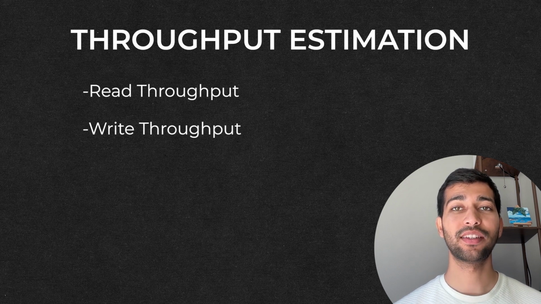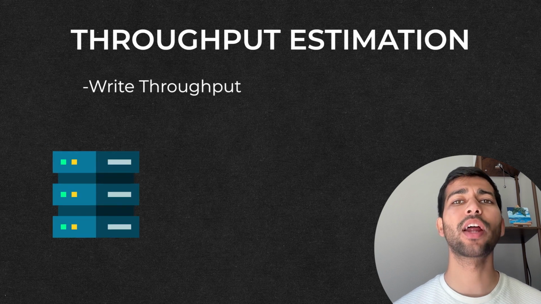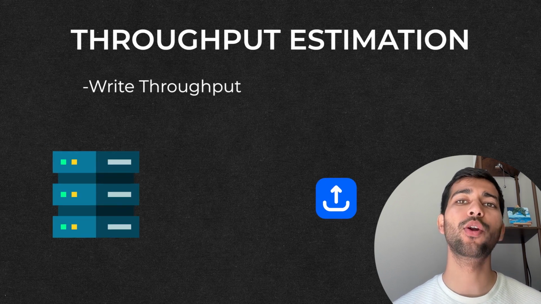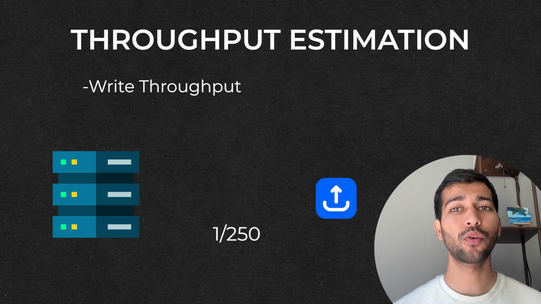In the throughput estimation, we have two parts, the read throughput and the write throughput estimation. Let's first estimate the write throughput. So as per our functional requirements, there is only one way to write to our system, which is by uploading videos. And since most of the people are watchers and not creators, we will assume 1 out of 250 people actually upload videos on the platform. If you are confused how we got these numbers, these are just some reasonable assumptions that we take.